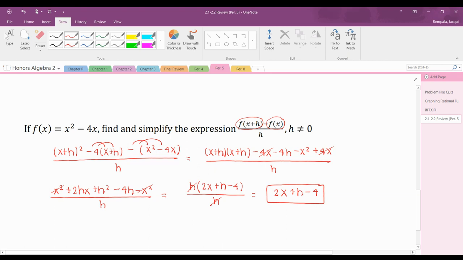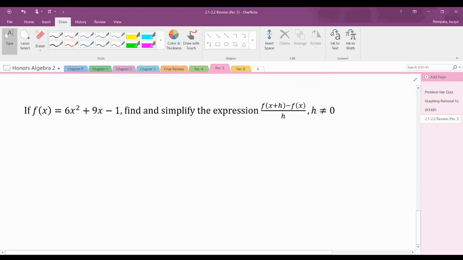Let's take a look at one more example. So here's my function. We've got f of x equals 6x squared plus 9x minus 1. So we want to substitute in that x plus h into every single x. So it looks like there's two different x's. So we'll have 6 and then in parentheses x plus h quantity squared plus 9 and then in parentheses x plus h minus 1.